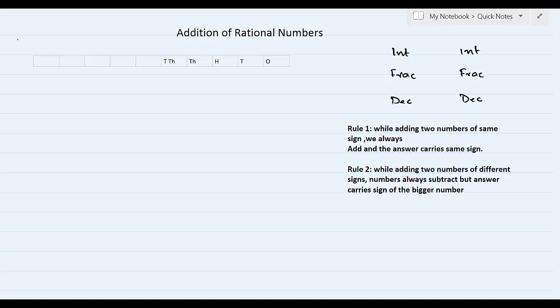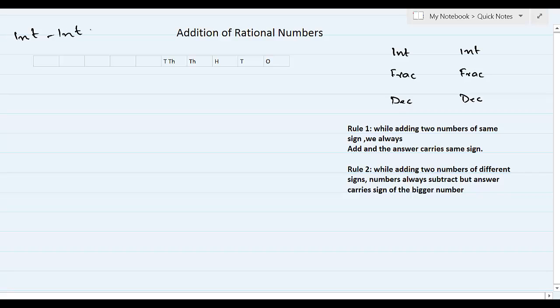Addition of rational numbers. Because numbers in integer, fractional, and decimal form are all rational numbers, while adding rational numbers, we might come across integers, fractions, and decimals which have to be added to another decimal or fraction or an integer. So we will take this case one by one. Let's first do the addition of one integer to another integer.